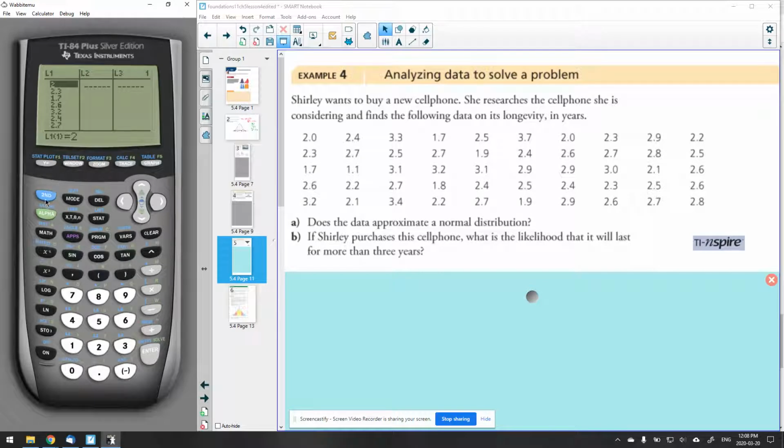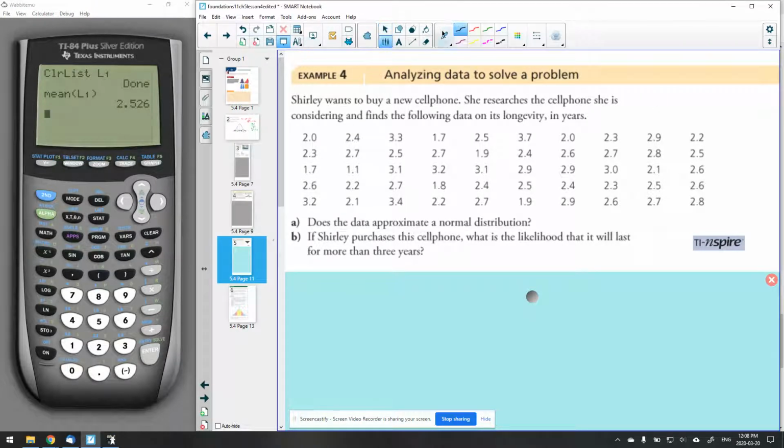So I've entered those. And what you're going to do is go second stat, math. We want to find the mean. Oh, that's not what you want to do. Clear, enter. All right, second quit. So always start from this screen. So second stat, math. We want the mean of list 1, and we get 2.526.